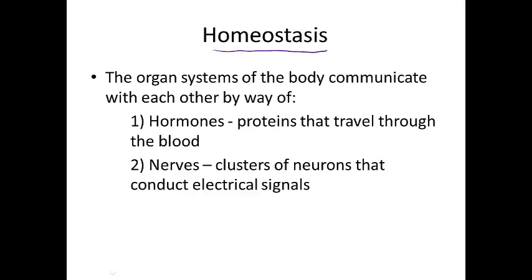Well, there's two different ways. You've got hormones, which travel through your bloodstream, and you've got nerves, which are clusters of neurons that conduct electrical signals. One comparison between these two is that nerves are more targeted because they travel along a direct pathway to a specific cell, whereas hormones float around in the blood until they find the cell with the correct receptor on the cell membrane before they can do what they're supposed to do.